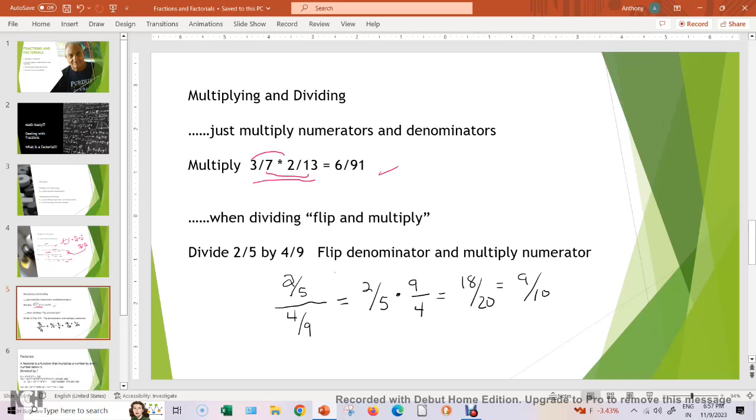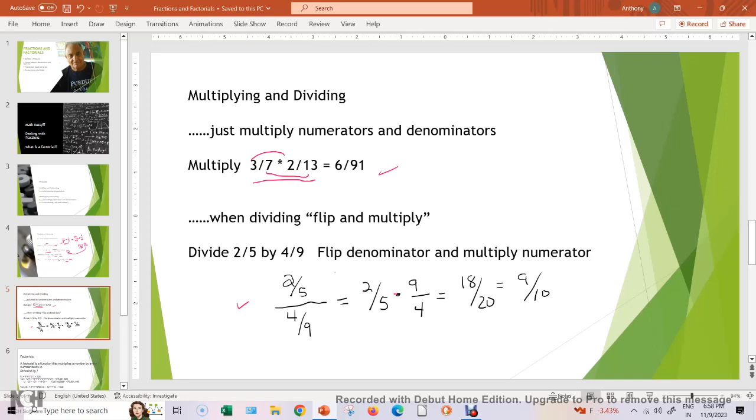Now, if we're going to divide fractions, and a lot of people have trouble with this, divide 2 over 5 by 4 over 9. I wrote it a different way over here. 2 over 5 divided by 4 over 9. What I said is flip the second fraction and multiply. So the first fraction stays the same, 2 over 5. And then we're going to multiply that by the flipped fraction. So instead of 4 over 9, we're flipping it to 9 over 4, okay?